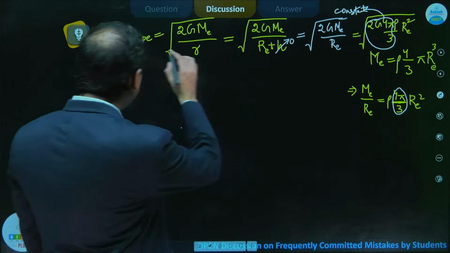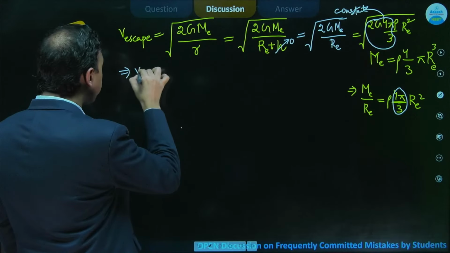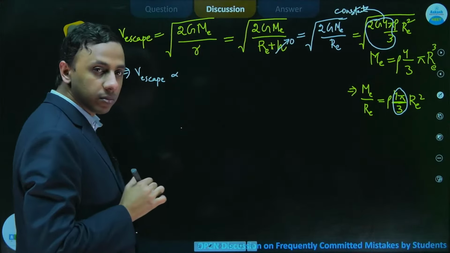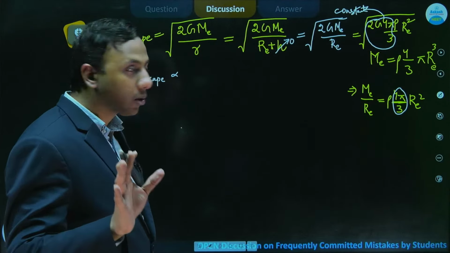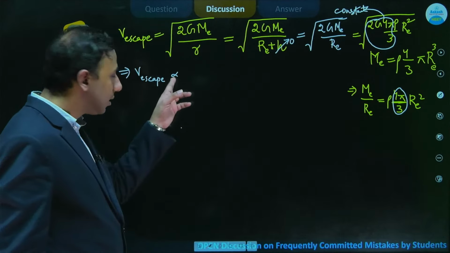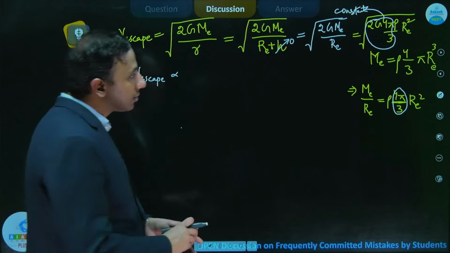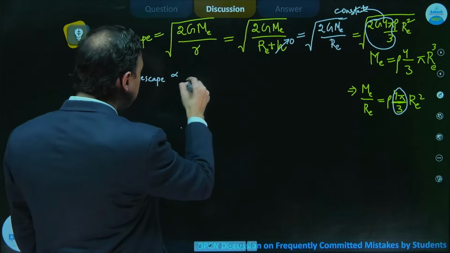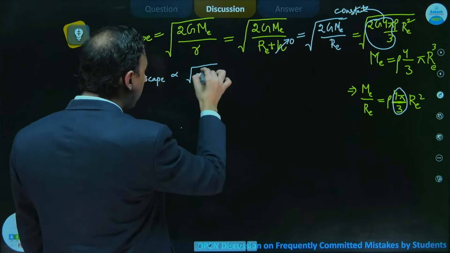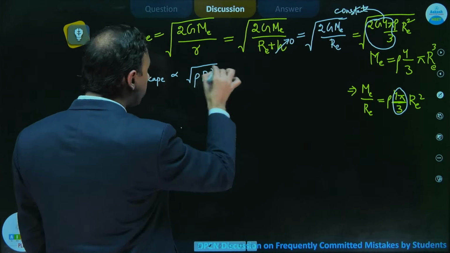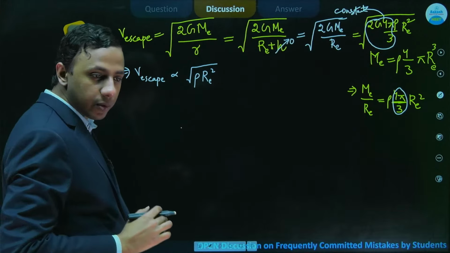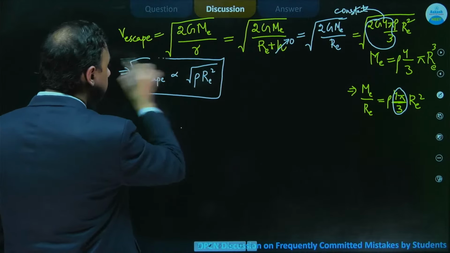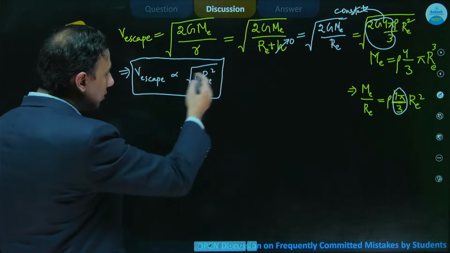So you will be able to write this V escape speed proportional to, neglecting the constants, because remember we are writing in terms of proportional to. तब what are the variables? Only rho and Re square. So this I will write, it is proportional to under the root rho into Re square. If you want, you could have directly done also. So I have shown you step by step how to do it.